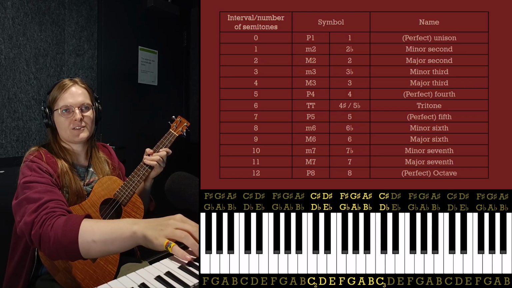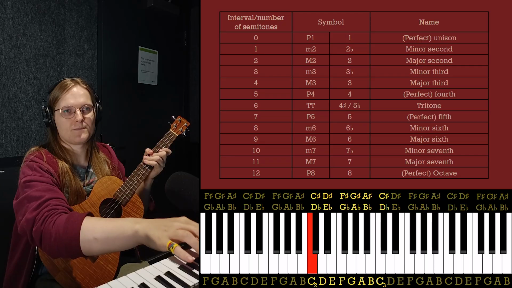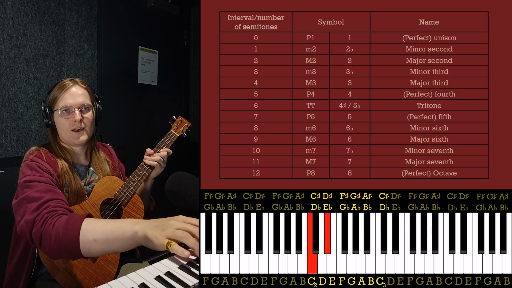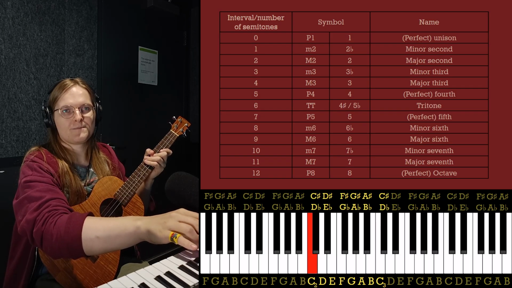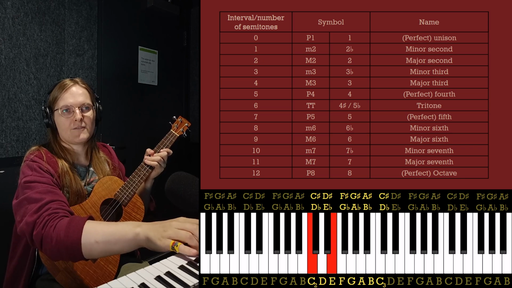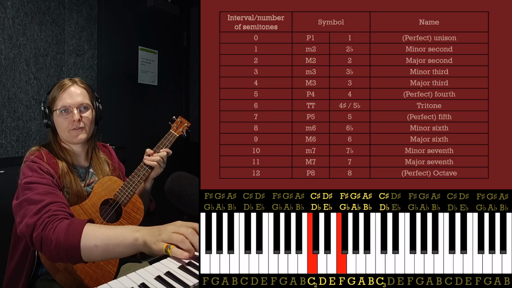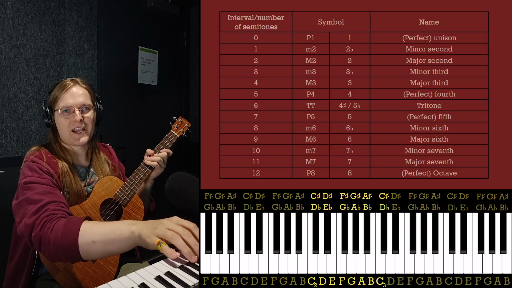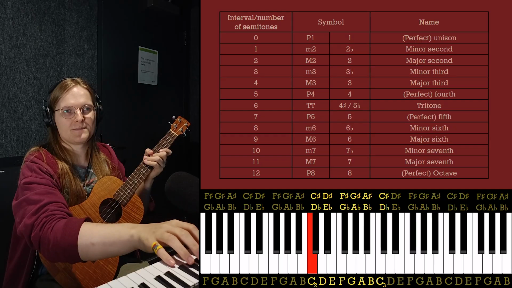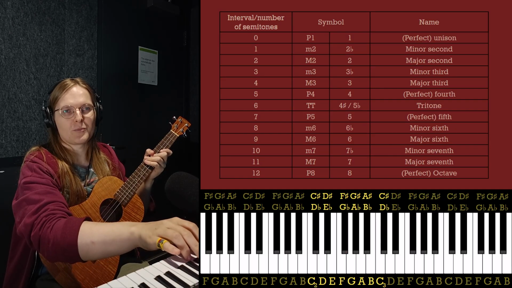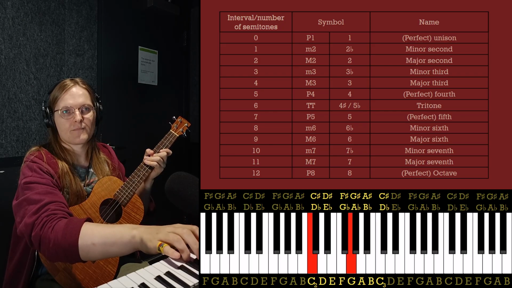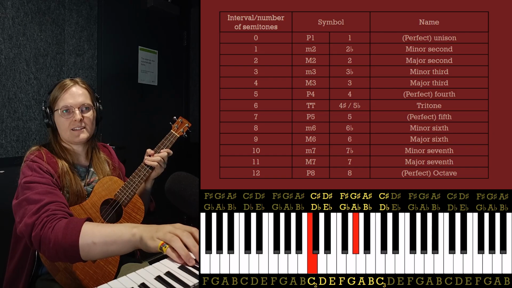3 semitones then is a minor third. 4 is a major third. 5 is a fourth, or sometimes called a perfect fourth. 6 is the odd one out. We call this a tritone. 7 is a fifth or a perfect fifth. 8 is a minor sixth. 9 is a major sixth.